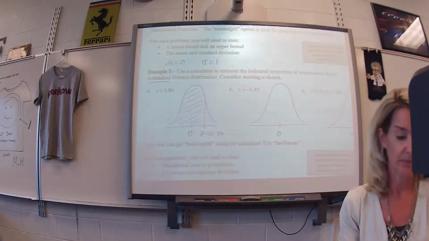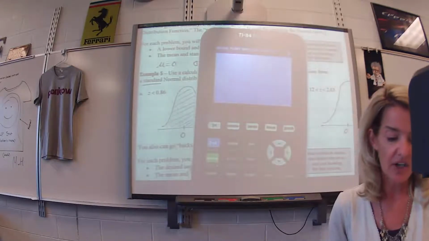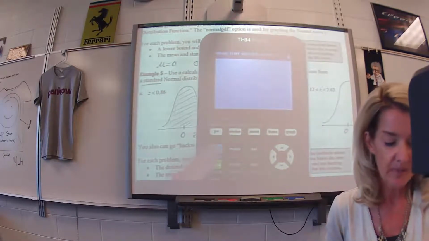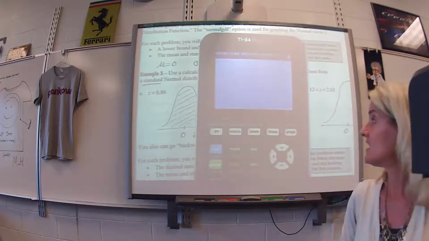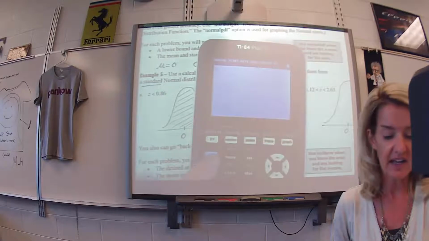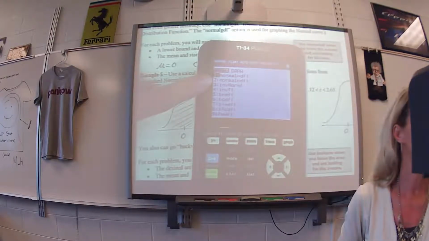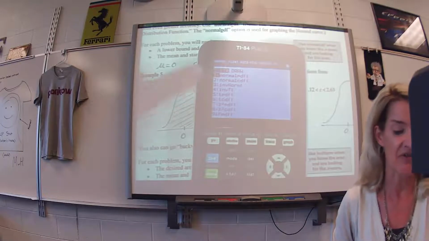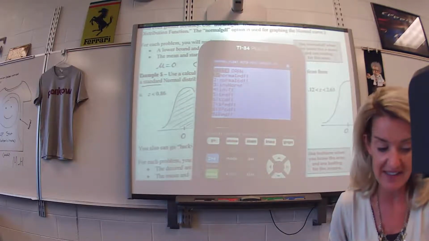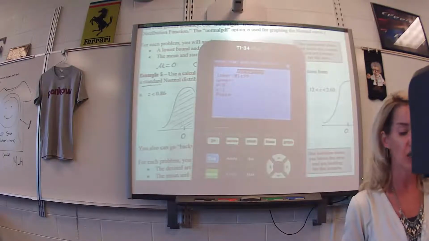I'm starting with my 84 just because I grabbed it first. You need to be where it says distributions. Can you see that above your variable button? So second, distribution, and option number 2 is your normal CDF. Again, not PDF, you want C. So choose option 2.